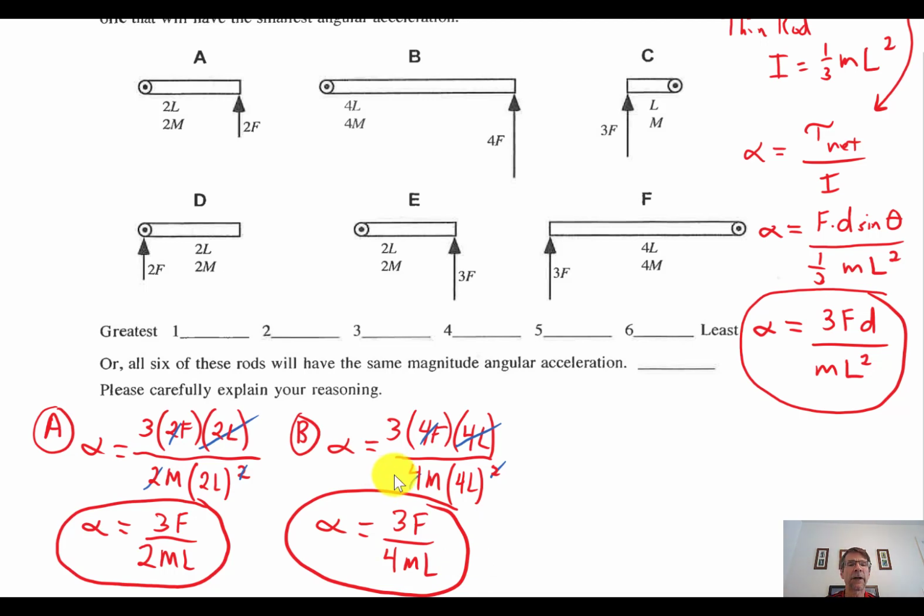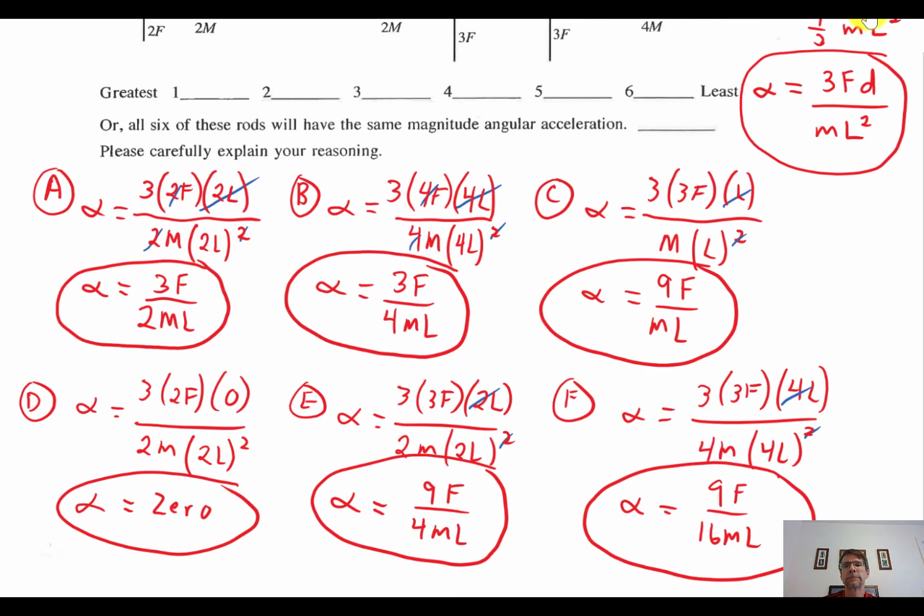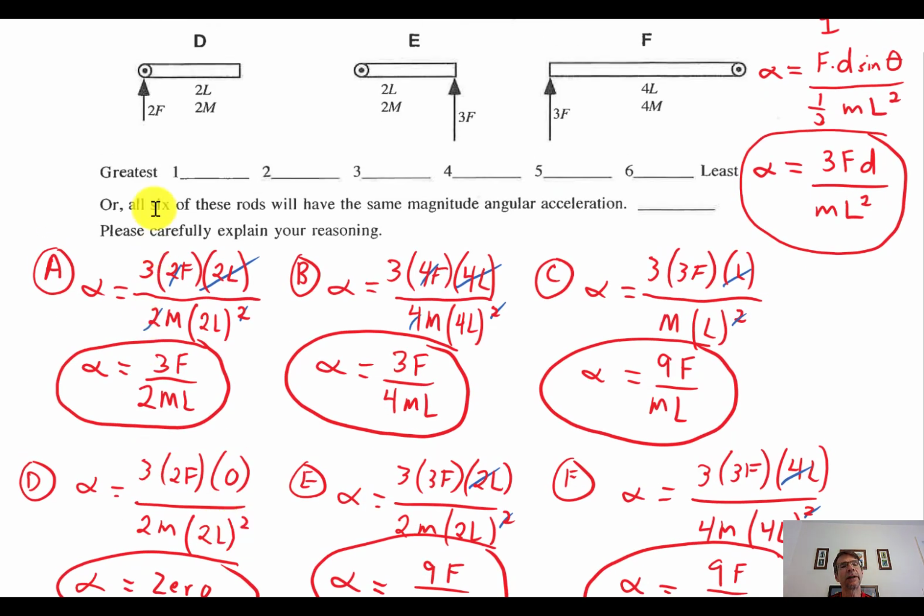Now I'm going to fill in some of these. The one that's hardest is D, but let me fill them in and just comment on them. So I did all those similar calculations that I did for A and B. The only one that's unique is D. If you look at the diagram, the applied force is 2F, but it's applied at the pivot point, not at a distance from the pivot point. So the distance is 0. It really doesn't matter what the rest of that problem is. The angular acceleration is going to be 0. There's no applied torque, because the 2F force is applied right here at the pivot point.